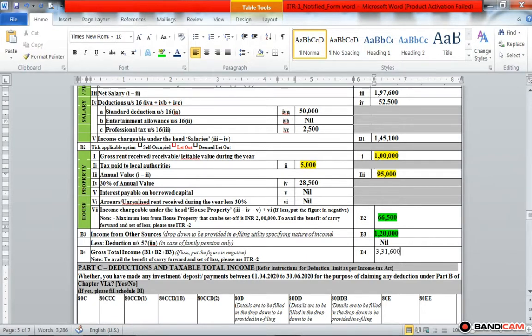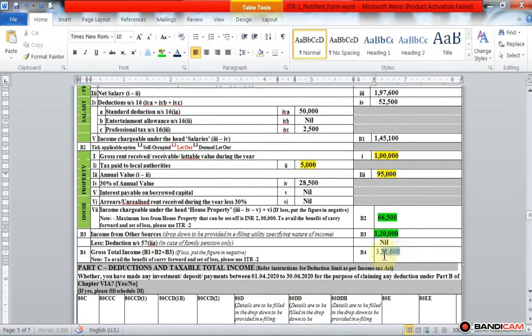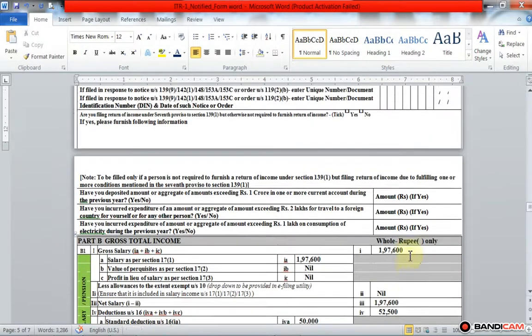3,31,600 is called gross total income. Got it? Here we get a gross total income of the assessee Mr. Nitin Tipale. Now we start to solve part C, that is deduction. So in our problem, let's see which deduction is given here.